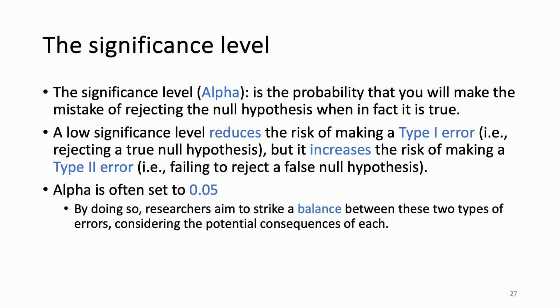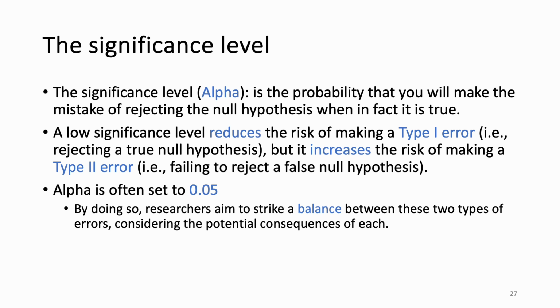Low significance level, so if you set a low significance level, this will reduce the risk of making a type 1 error, so rejecting a true null hypothesis. But a low significance level will also increase the risk of making a type 2 error, which is failing to reject a false null hypothesis. So you have a null hypothesis which is false, but you fail to reject it, and you commit a type 2 error.